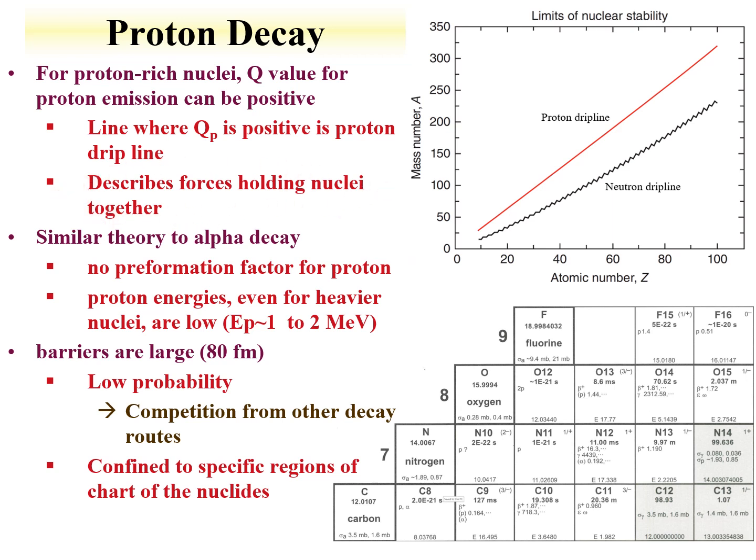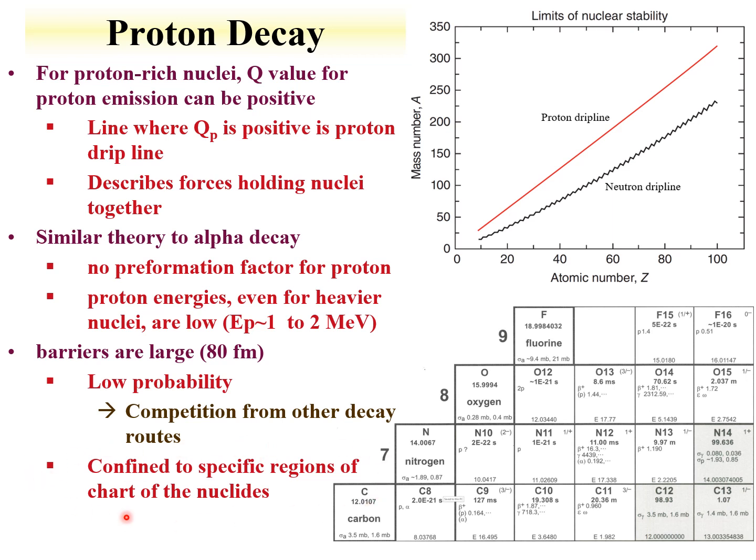The decay theory of proton decay can be similar to alpha decay. However, there's no preformation factor for a proton, right? For the alpha particle, we need to have two protons and two neutrons get together. For the proton, well, the proton's just sitting there. The other difference is that proton decay energies, even for heavy nuclei, are relatively low, 1 to 2 MeV. So this means that the barriers are pretty large and the probability of penetrating those barriers is generally low. We need to go to some pretty exotic areas of the chart of the nuclides to explore these decays.